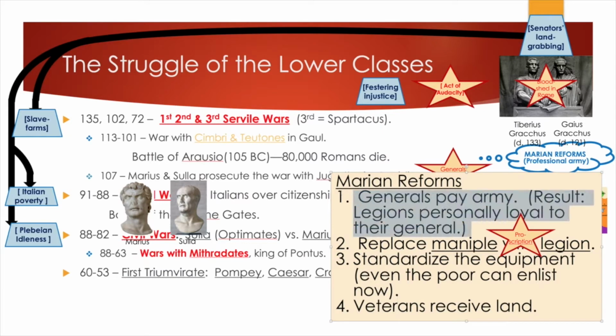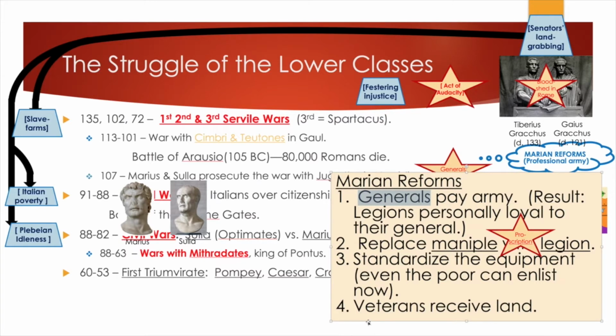Marius's final reform was actually arguably the downfall, ultimately, of the entire Roman Empire. Previously, the Roman armies had been paid out of the Senate treasury. Now, however, Marius switched the situation, causing generals themselves to pay the army. This created a double effect.